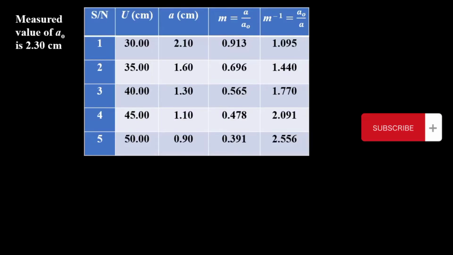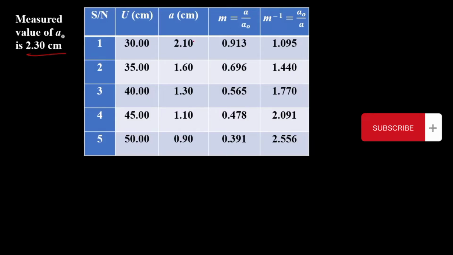Having performed these experiments, these are the values we obtained. So this is our table of values. First of all, we measured the value of A0 as 2.30 centimeters. Then we went ahead to measure the values of U, and then to get the corresponding value of A. Then from that we were told to obtain M, which is A over A0.